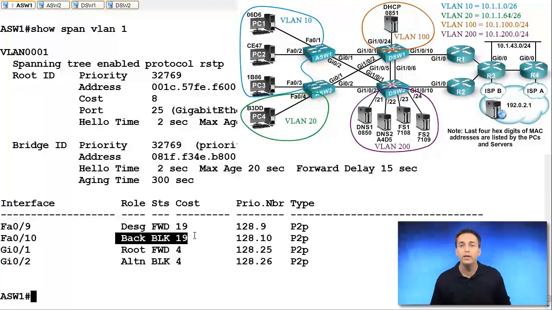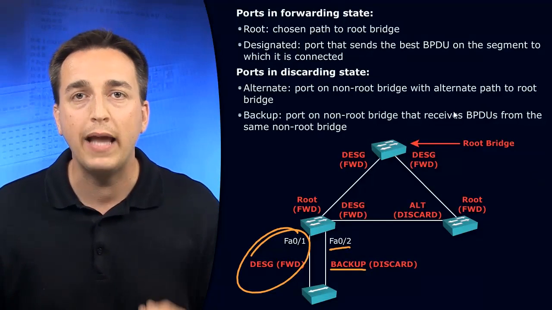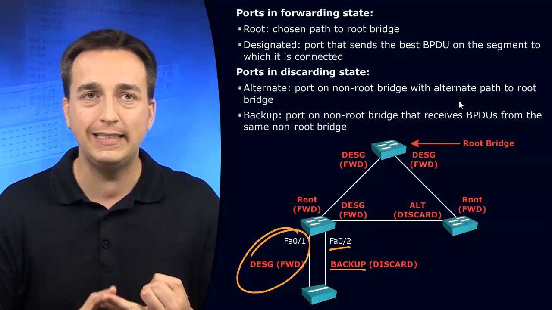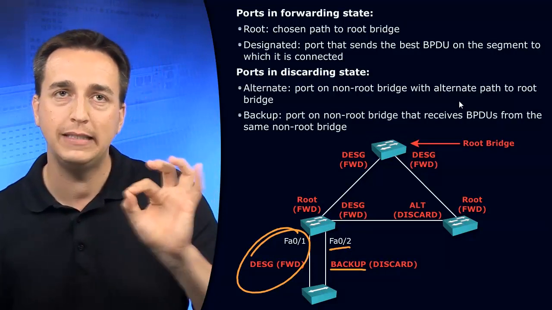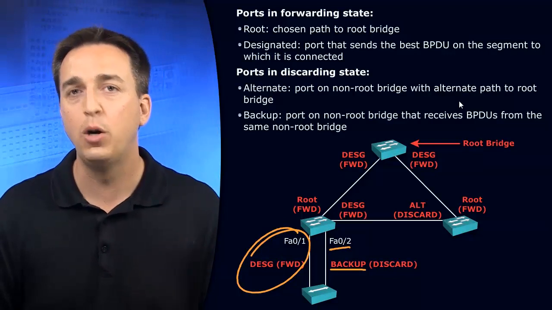So it's important that you're fully aware of these different spanning tree port roles: root, designated, alternate, backup, and know that root and designated are forwarding and alternate and backup are discarding.